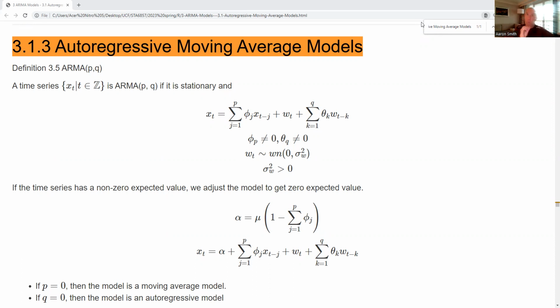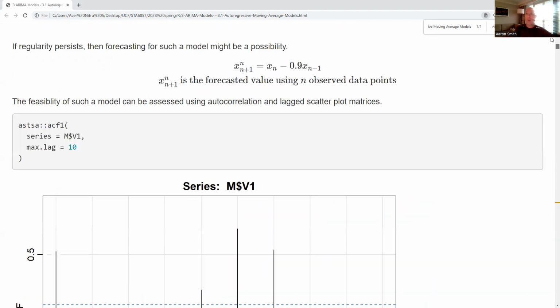Now, something that's important about these types of models is that the time series has to be stationary. So the average has to be constant. Also, the covariance needs to depend on the gap in time between the observations, not the actual value of time itself.